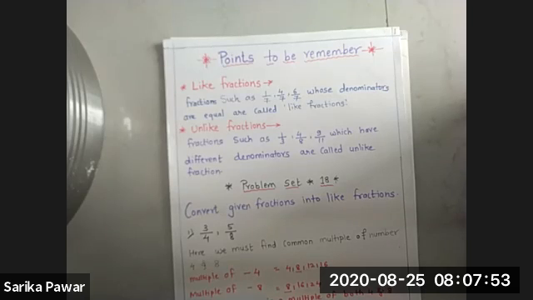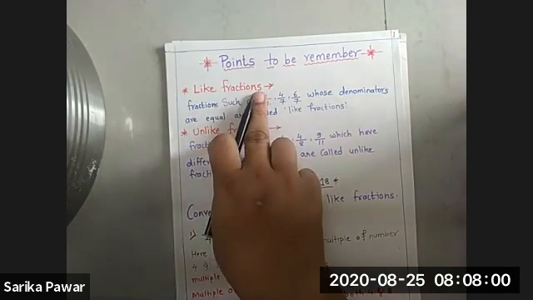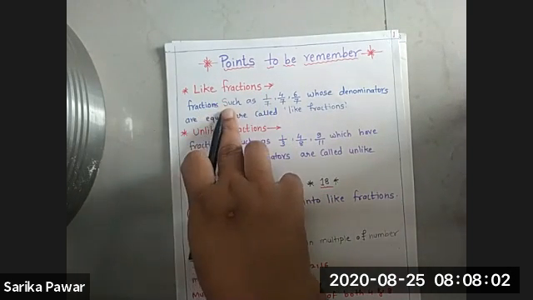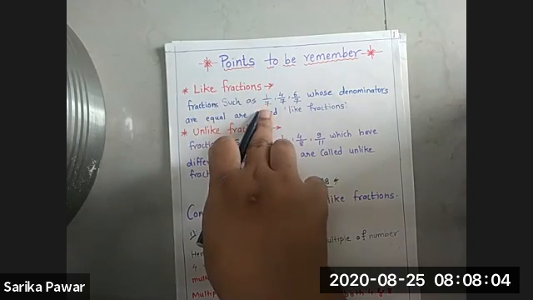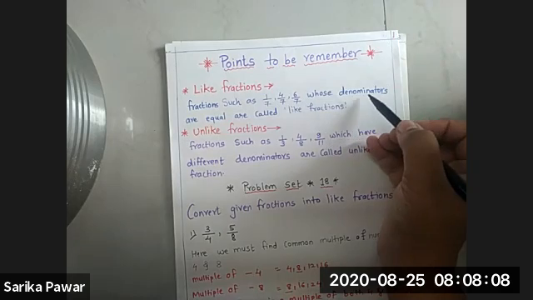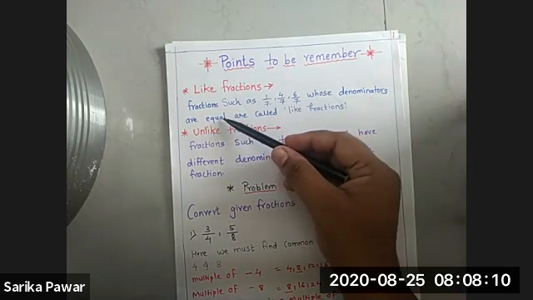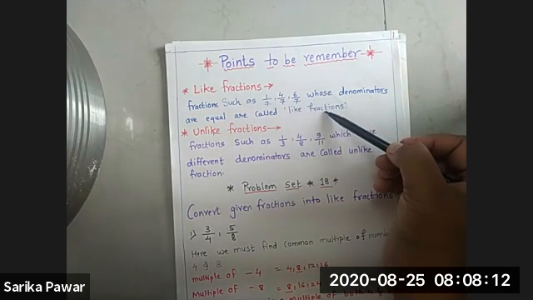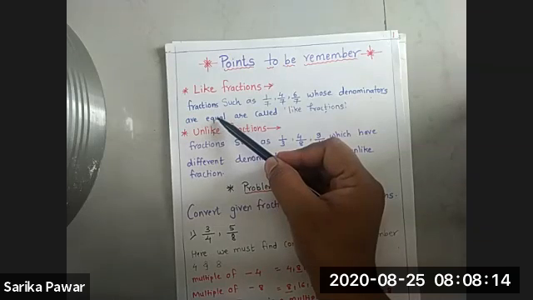In this lesson, like fractions, unlike fractions. So see here, like fractions means fractions such as 1 upon 7, 4 upon 7, 6 upon 7, whose denominators are equal are called as like fractions. Here is the definition of the like fraction.